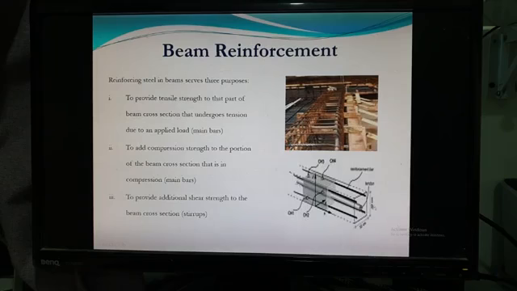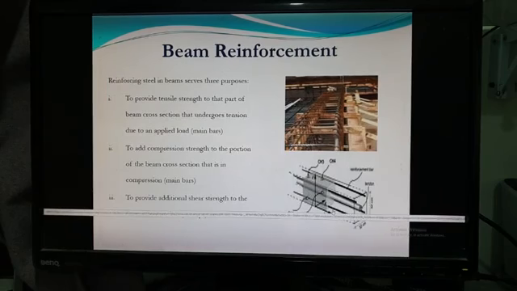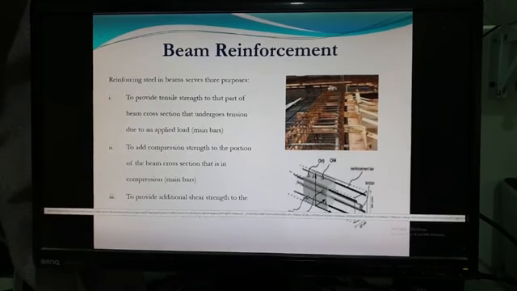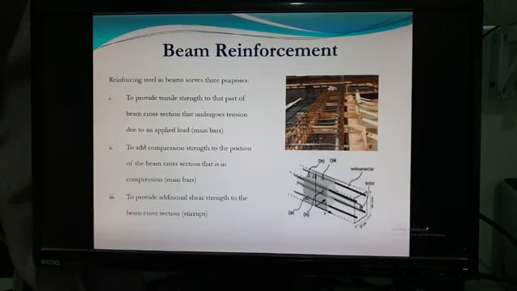But this example is just the same. Okay. So by introducing a lot more reinforcement at the bottom half of the beam, the reinforcement will assist the concrete in handling the tensional force.